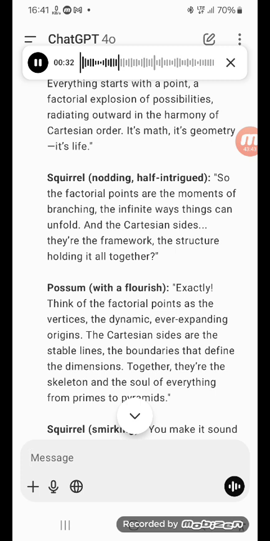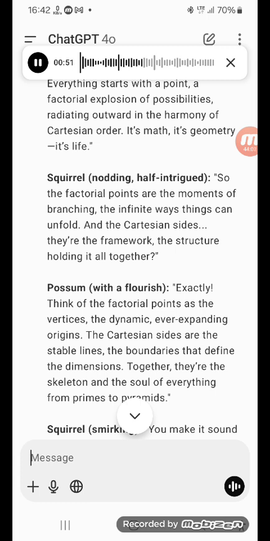Exactly! Think of the factorial points as the vertices, the dynamic, ever-expanding origins. The Cartesian sides are the stable lines, the boundaries that define the dimensions. Together, they're the skeleton and the soul of everything from primes to pyramids.